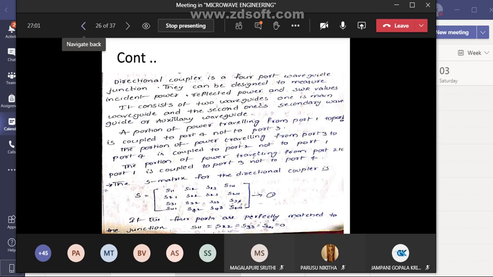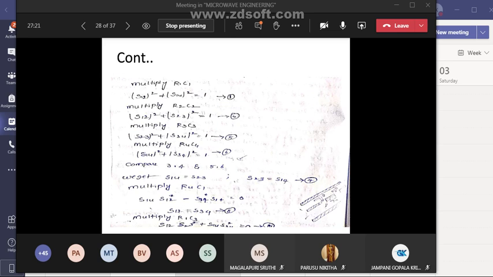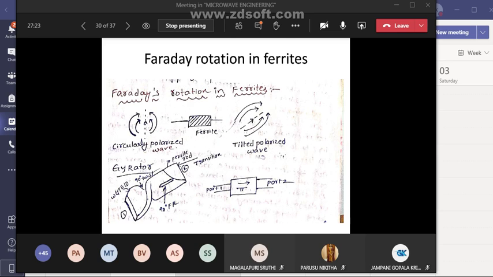It has 4 ports, so that's why the S matrix is a 4x4 matrix. Due to symmetry, we have S12 equal to S21, S31 equal to S13, S23 equal to S32 and so on. Here the 4 ports are perfectly matched to the junction, so we can write S11, S22, S33, S44 equal to 0. So that is about the directional coupler.